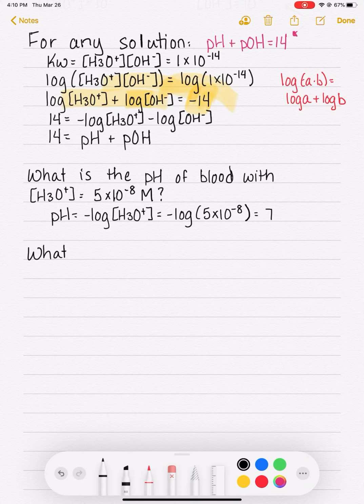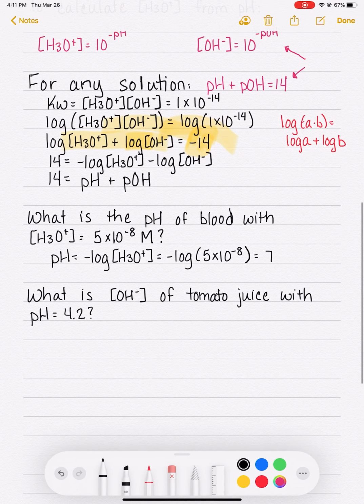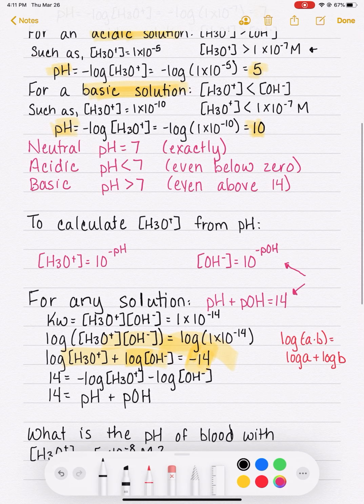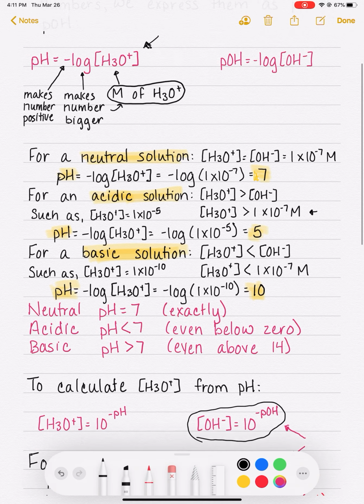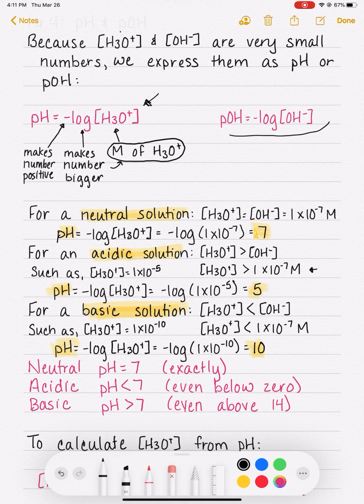What is the OH minus concentration of tomato juice with a pH of 4.2? Ooh. What is the OH minus concentration? Let's look at the equations that we have available to us that use OH minus. If we're looking at using OH minus, we've got this equation right here. It's got OH minus in it. And we also have this equation up here, has OH minus in it.